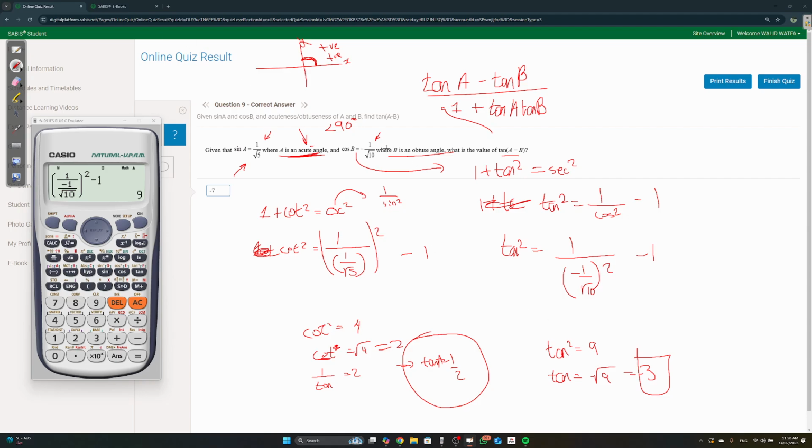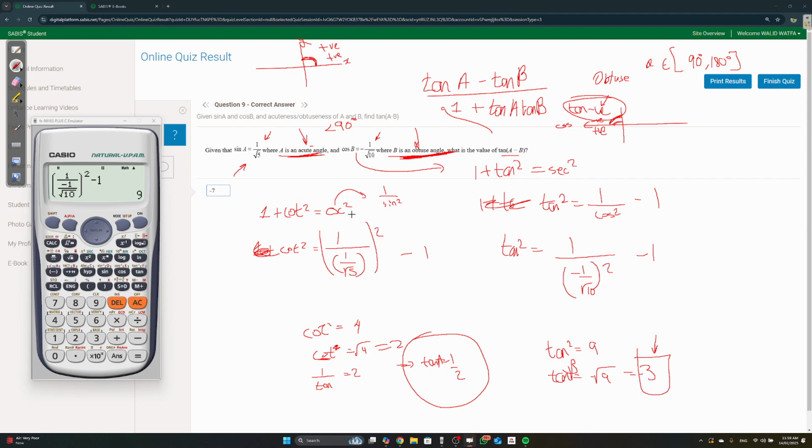Why is it negative root 9? For tan B, it's an obtuse angle. Obtuse means you're over here, between 90 and 180 degrees. That's what obtuse means. And what's here? Tan is obviously negative. Why is it negative? Because your x in this case is negative. Your sine is positive. But you know that tan is sine over cosine. So positive over negative is what? Negative. So you're going to take the negative root.